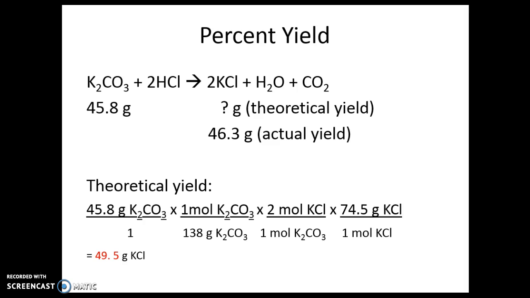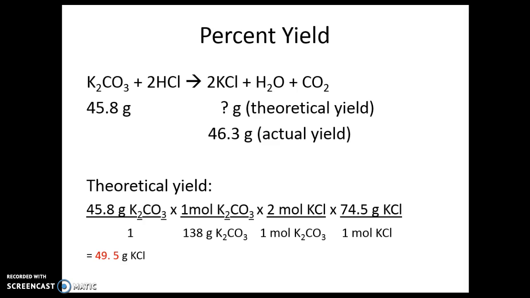So since we have grams of potassium chloride as an actual yield, we also need grams of potassium chloride for our theoretical yield. So we use a mole ratio between potassium carbonate and potassium chloride. Then we use the molar mass of the potassium chloride, and then we solve. So the stoichiometry is the theoretical. It's sort of in an ideal world, if I was able to use every single gram of the potassium carbonate and I was able to collect every single gram of the potassium chloride, I would expect to have 49.5 grams of potassium chloride.